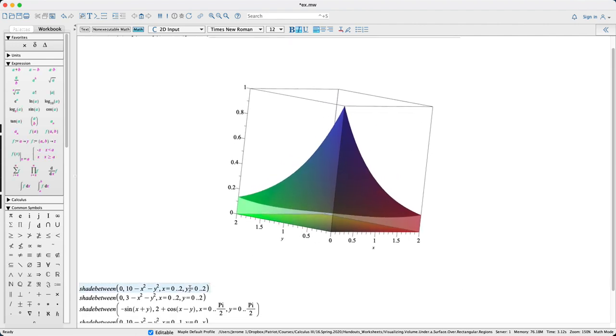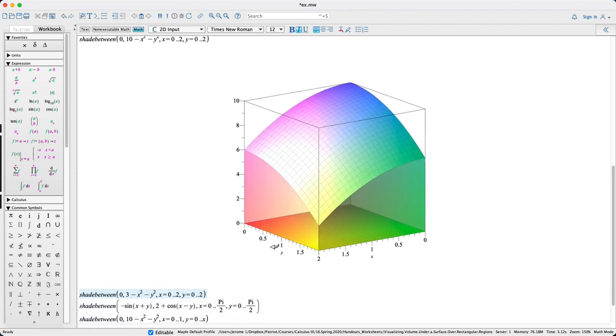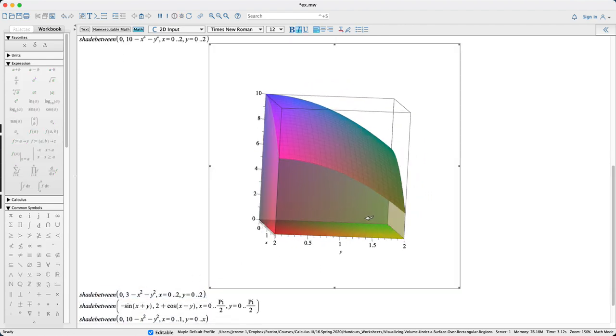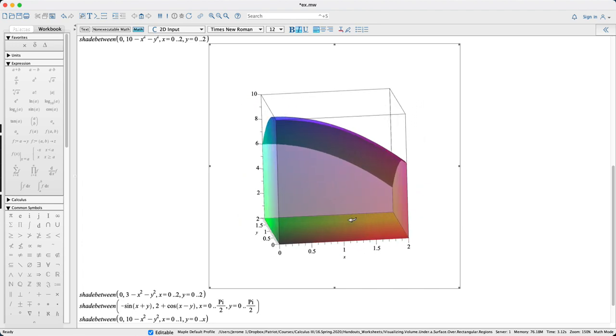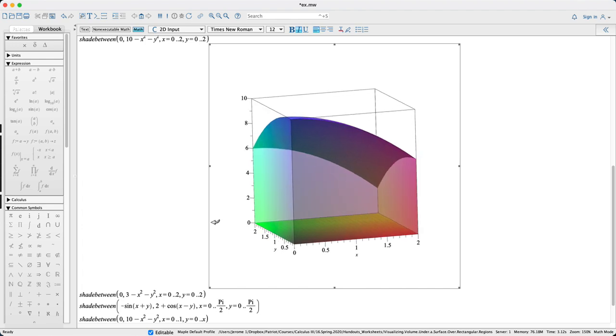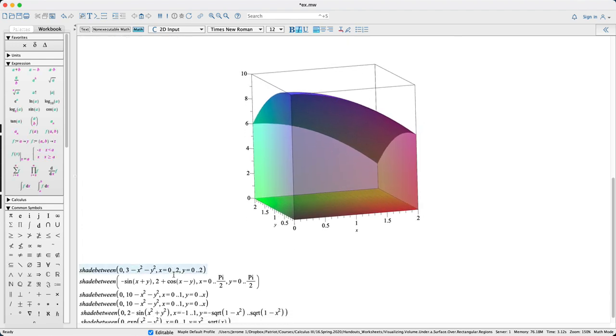So let's take a look at this one. Again, you can see the curved top of this region. You can see the base in the XY plane, and everything is shaded. Here we can actually see right through it, right? Let's take a look at this one.